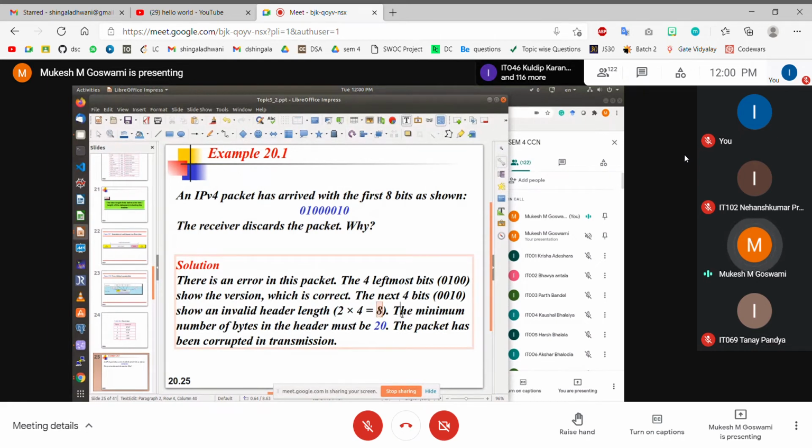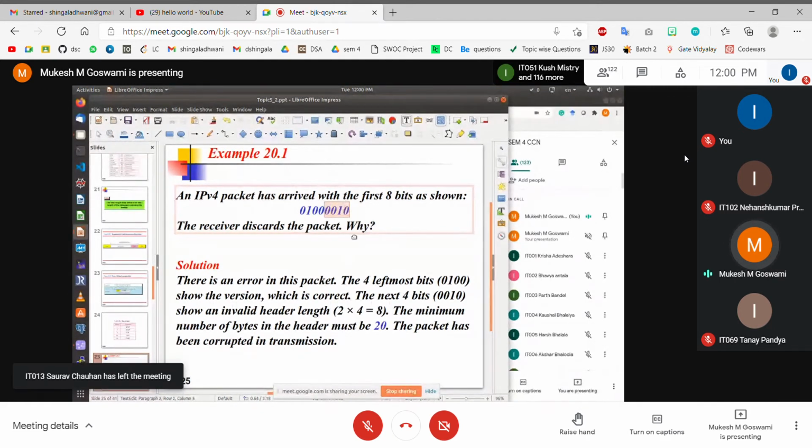Because we already know that the minimum number of bytes that a header can have is 20, right? So there is something wrong with this particular packet. The values mentioned here are not correct. So maybe they are corrupted. Therefore, this particular packet is not a valid packet because it does not indicate a valid value of the H length field. And therefore, the receiver is basically discarding this particular packet, right? I hope you are able to understand what is happening here, right?